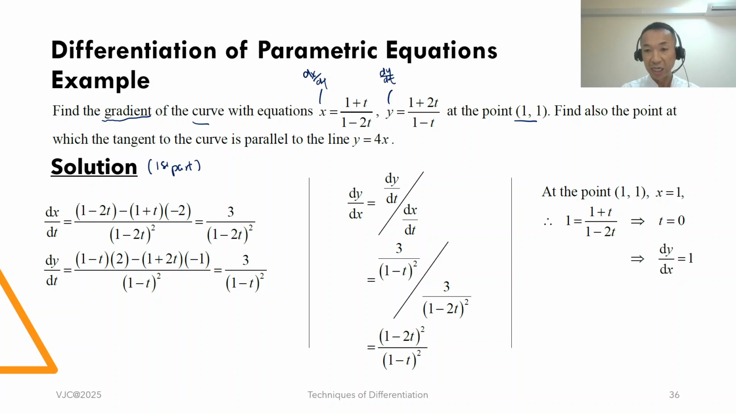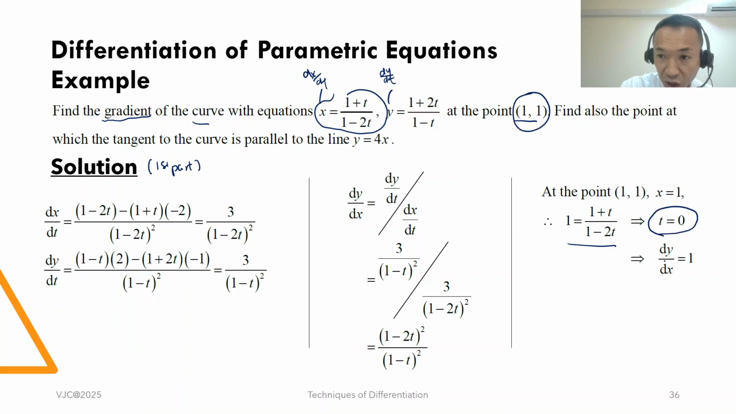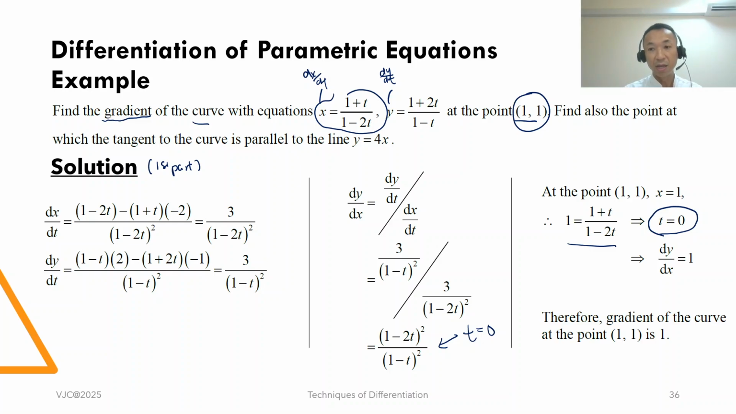So here, you let your x expression be 1, you solve, and you realize that at this point (1, 1), your t is actually 0. Only then can we substitute 0 in. Then you will get your dy/dx equals 1. So the first part we are done. We have found that the gradient of the curve at (1, 1) is 1. I repeat, you don't just assume x equals 1 here. You cannot substitute.